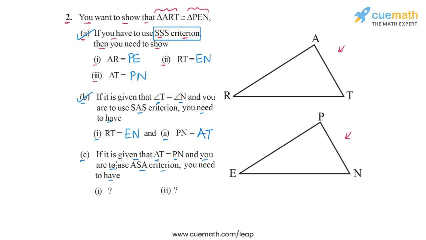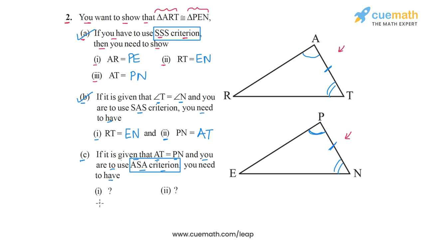Now the ASA criterion says that if two angles and the included side of one triangle are equal to the corresponding two angles and side of the second triangle, then the two triangles are congruent. In this case, we are given that AT is equal to PN. So if we make the two angle pairs which include this side pair equal, then we can apply the ASA criterion. So if these two angles RAT and EPN are equal, and ATR and PNE are equal, then the ASA criterion can be applied.